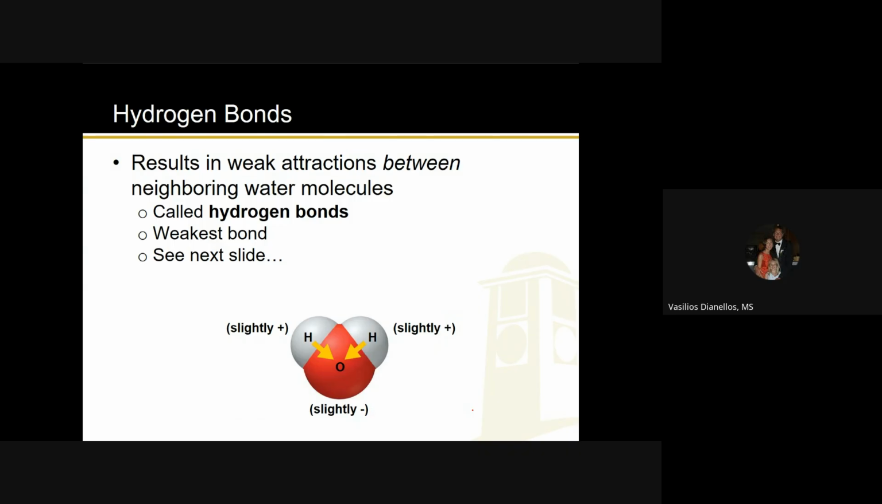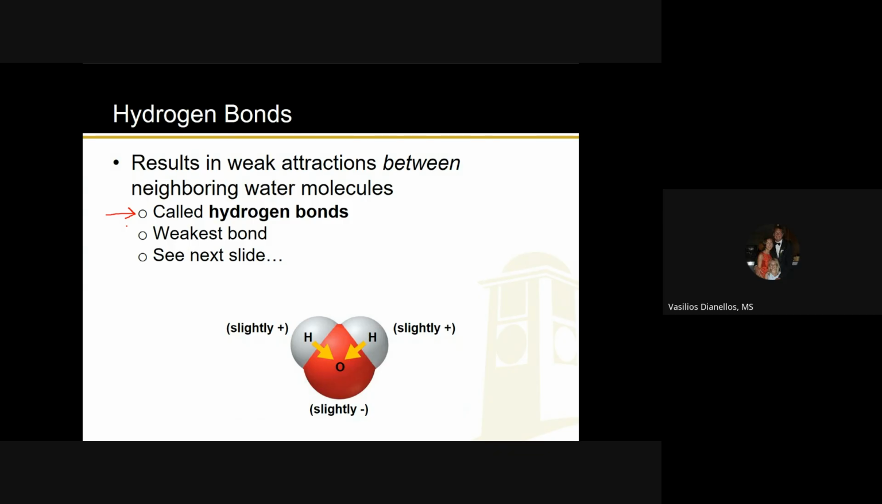So what happens here, and this will make a little bit more sense with the slide after this, is going to result in weak attractions between neighboring water molecules. And again, that's not what this is a picture of. That'll be on the next slide. I'll show you a picture of the weak attraction between neighboring water molecules. But before I show you that picture, I just want to point out that this is what we call hydrogen bonds.